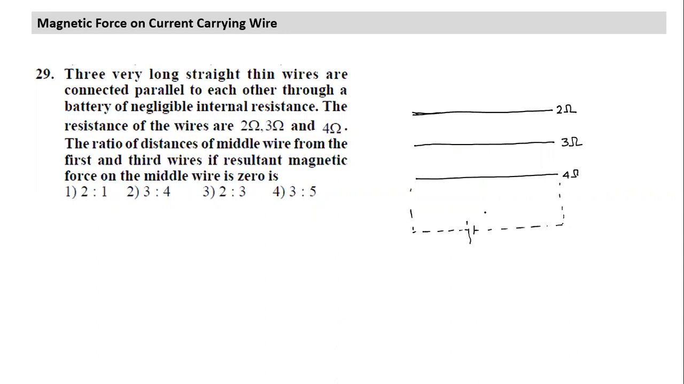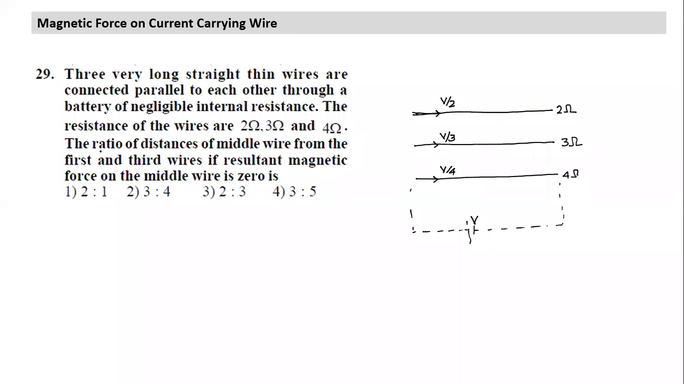So what will happen? All are connected in parallel. If I assume the battery EMF, or battery voltage, to be V, each wire will carry a certain current. This current will be equal to V by 2, this current will be equal to V by 3, since all three are connected in parallel, and this current will be equal to V by 4. That's how the current is flowing. This is for the first part of the information given.